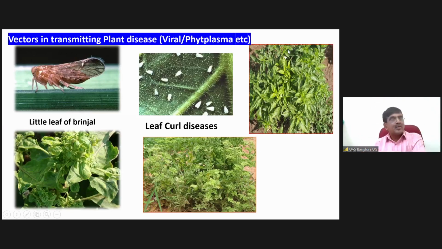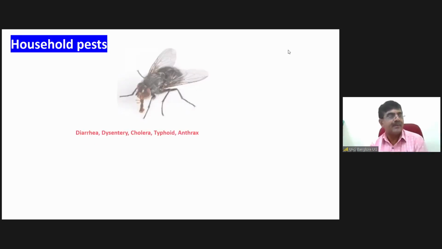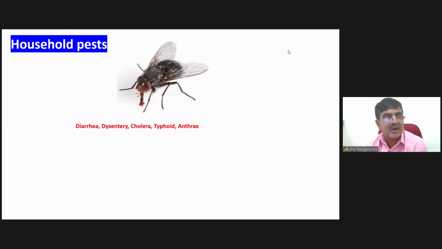And the next group of insects that cause damage to human beings are the household pests. The most important household pests are house flies. These house flies transmit diseases like diarrhea, dysentery, cholera, typhoid, and anthrax. Since the houseflies transmit these deadly diseases, we have to manage them.